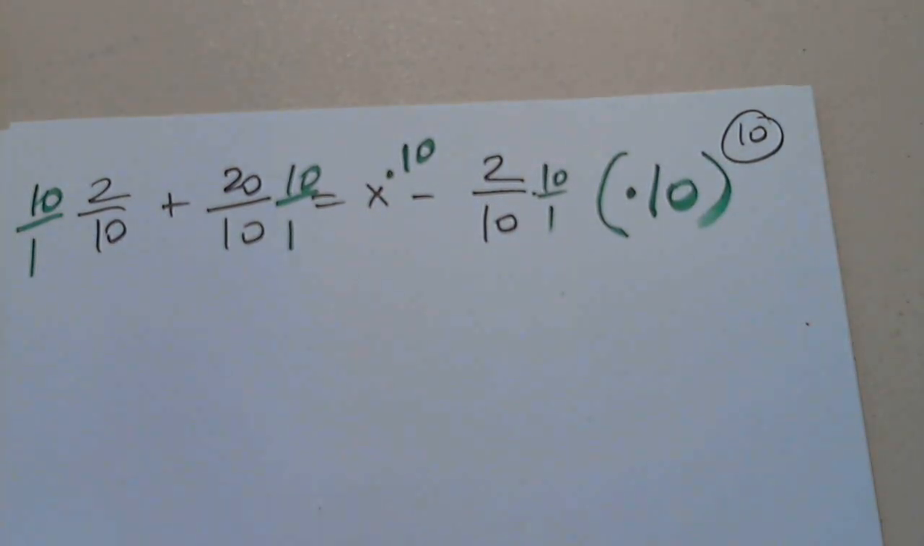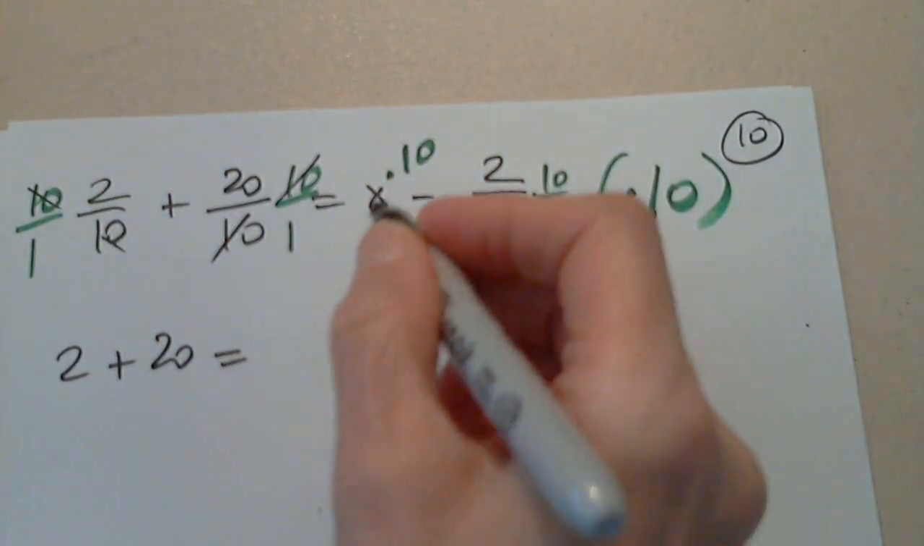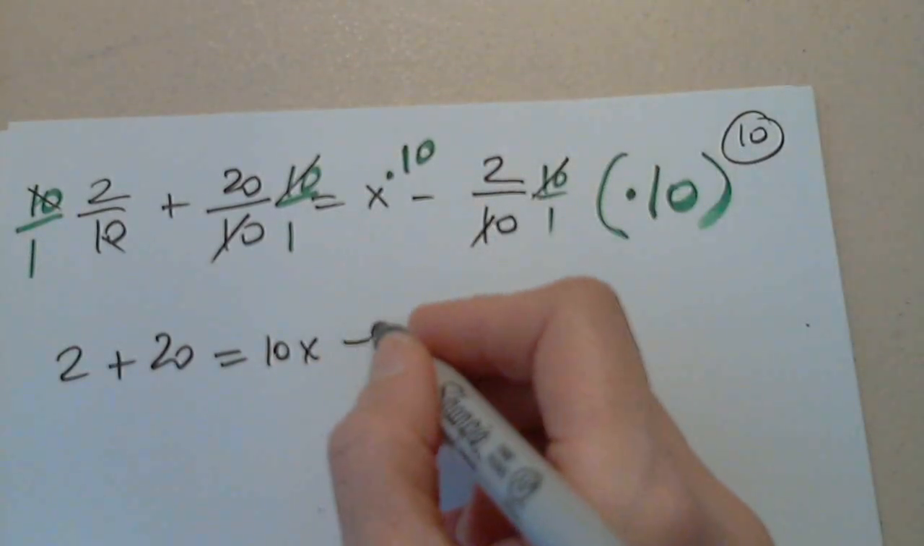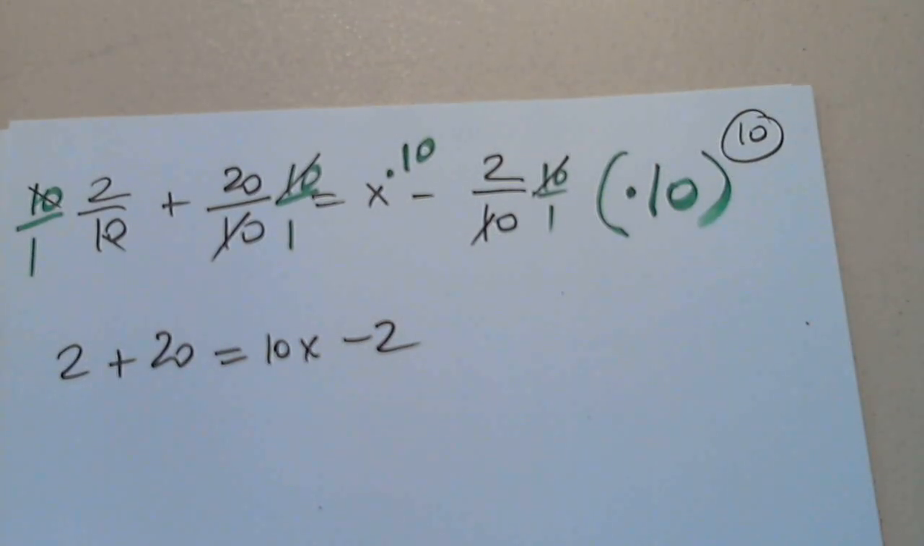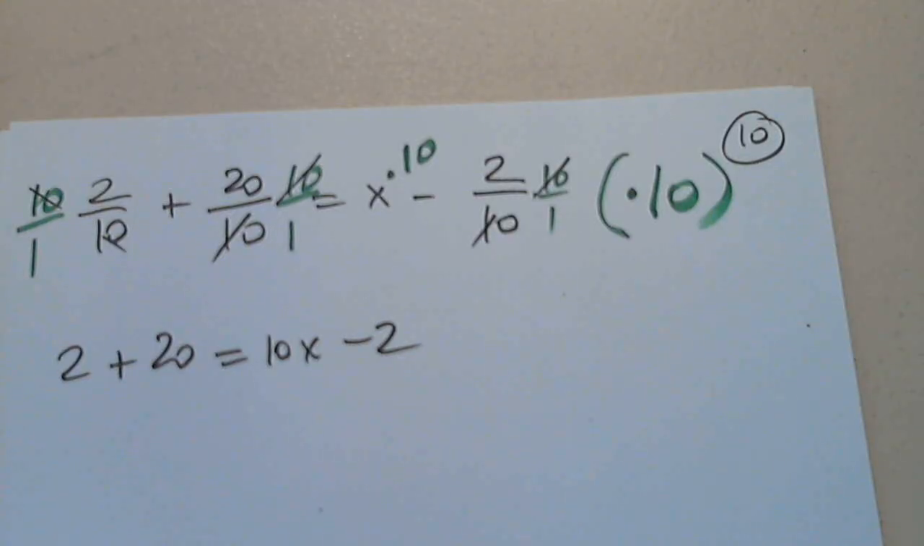Okay, I simplify, I get 2. I simplify, I get 20. I simplify, though I can't, 10x. I simplify, I get minus 2. And we are going to do this always, even if the fractions have the same denominator or not. We want to eliminate them from the very beginning.